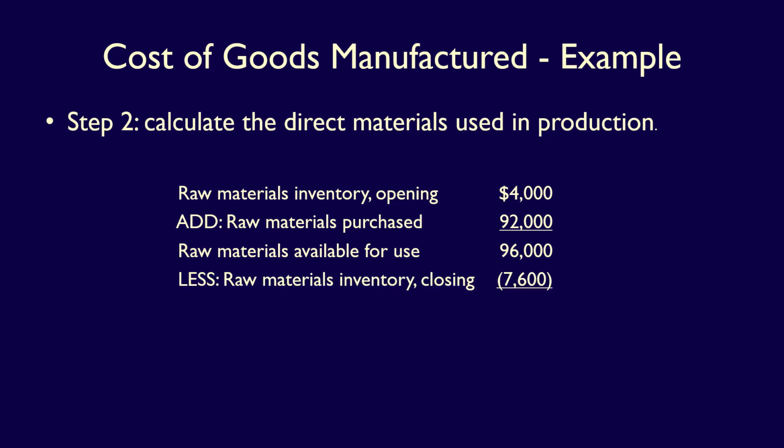Deduct the raw material inventory closing, which is the raw materials still sitting on the shelf at the end of the period, ready to be used next year. From the listing, this is $7,600. $96,000 minus $7,600 is equal to $88,400. This is the amount of the direct material which has gone into the production process during the period.